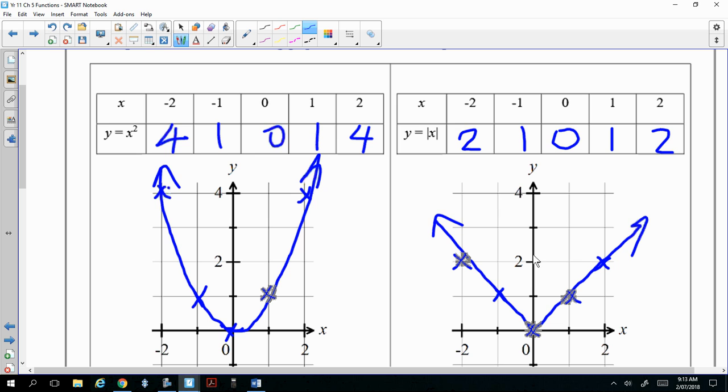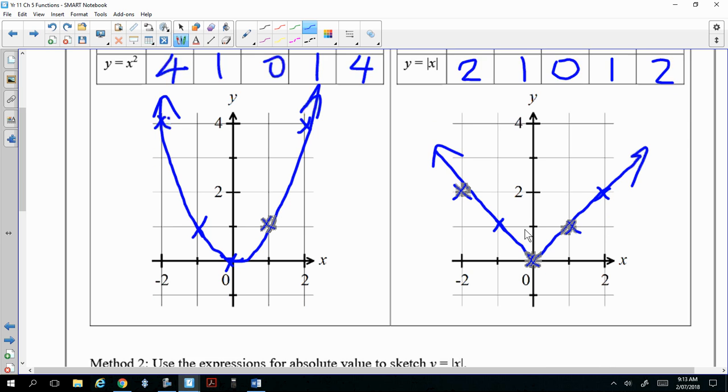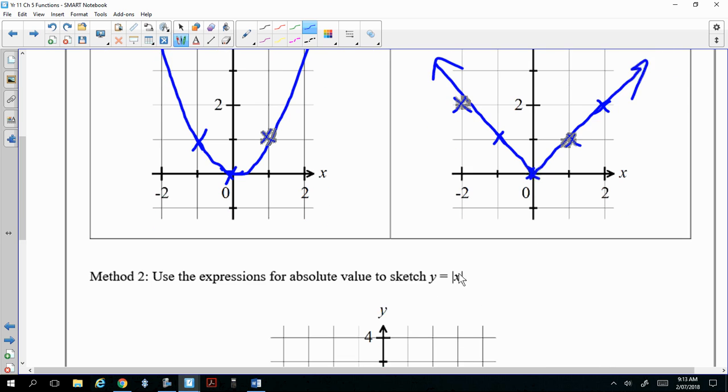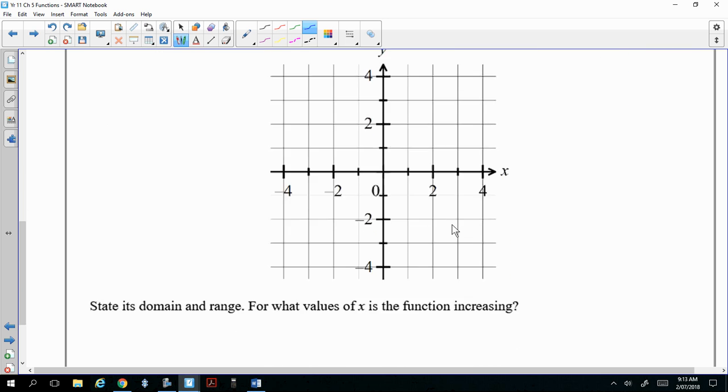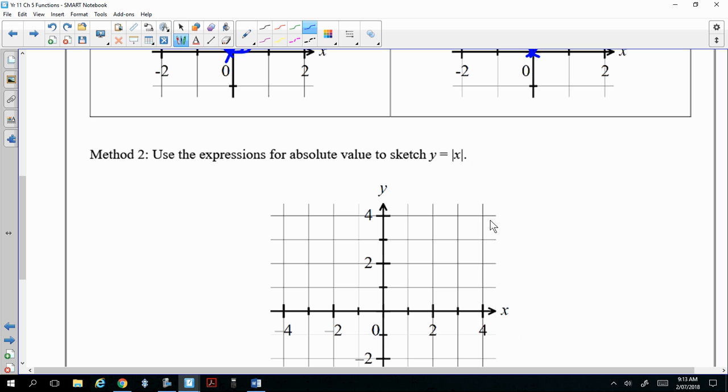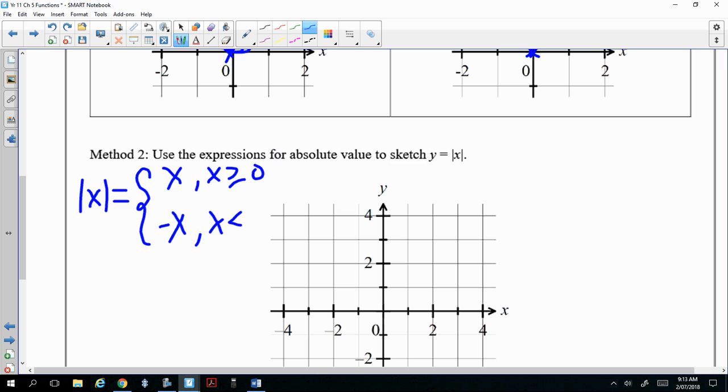Okay, and then we're going to do the next bit. Now we're going to draw this again, but using a different way, using the formula that you learned in term 1. All right, so the other way to draw this is use the fact that absolute value of x equals a combination of two functions, x and negative x. It's equal to x for x greater than 0 or negative x for x less than 0.